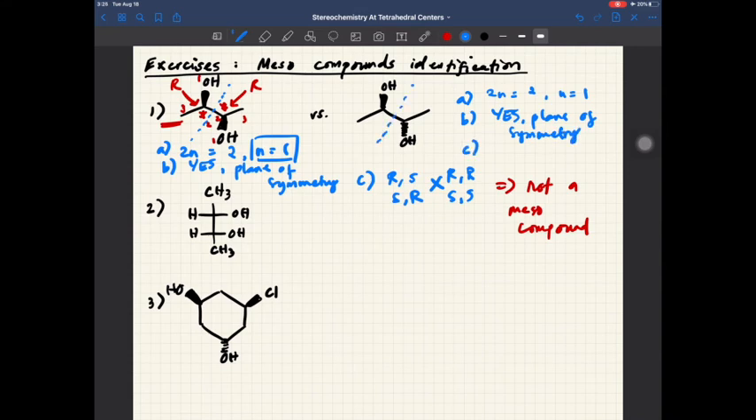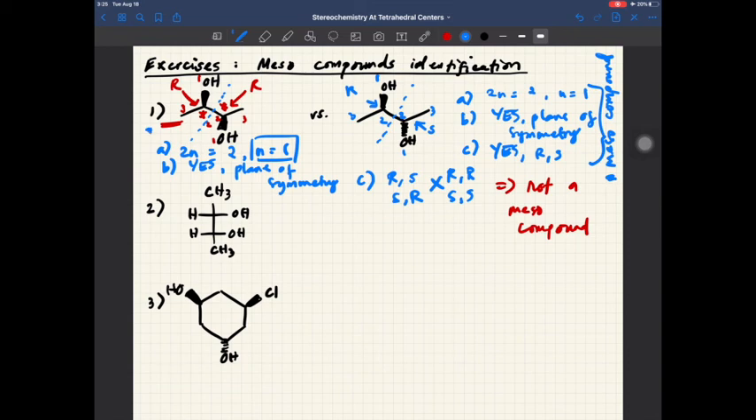And finally, does it have alternate RS assignment or relative configuration? Let's examine. So the first one is 1, 2, and 3. This compound is R. The second one is 1, 2, and 3. But this one is at the back, so you have to rotate it. So basically, this one is S. So yes, RS. So this compound is a meso compound. This one is a meso compound and this one is not a meso compound.